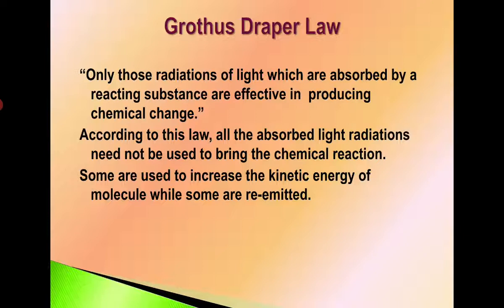The Grotthuss-Draper law defines that only those radiations of light which are absorbed by a reacting substance are effective in producing chemical change. That is, when light falls on a substance, some part is reflected, some is absorbed, and some is transmitted. Only the part that is absorbed by the substance is effective in producing the chemical change. And according to this law, all the absorbed light radiations need not be used to bring about the chemical reaction.